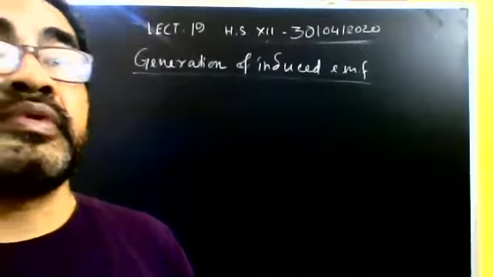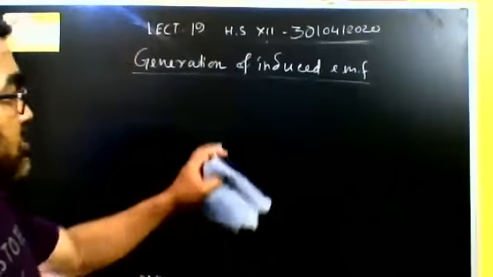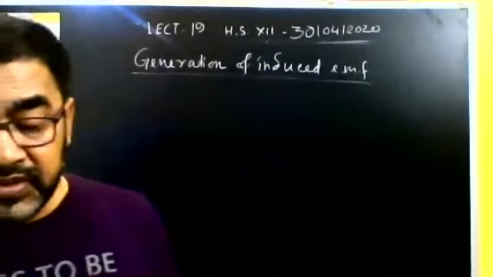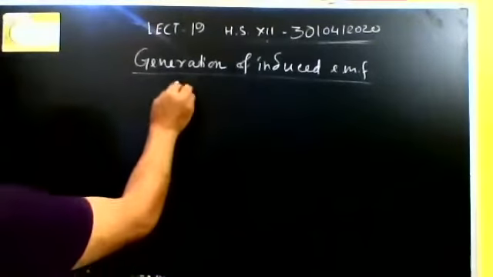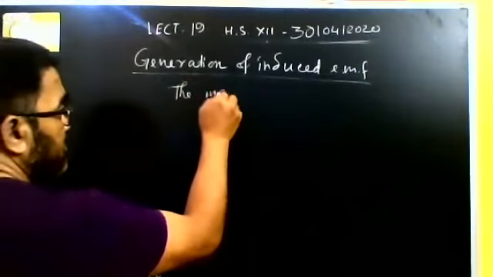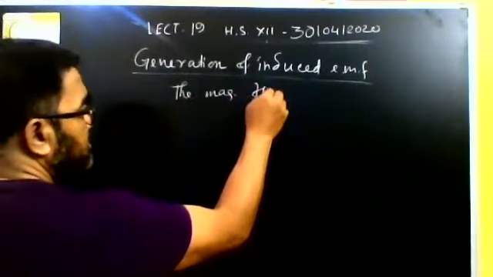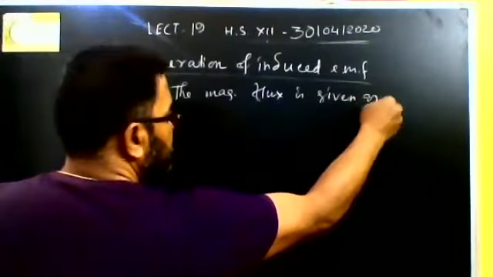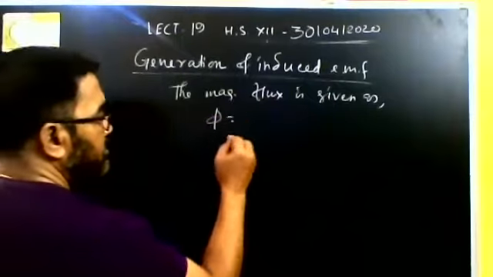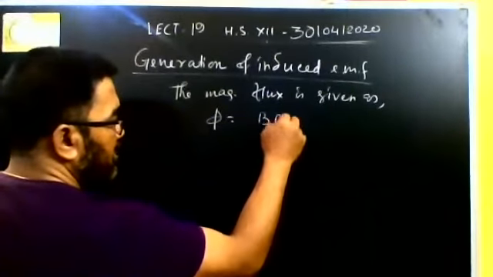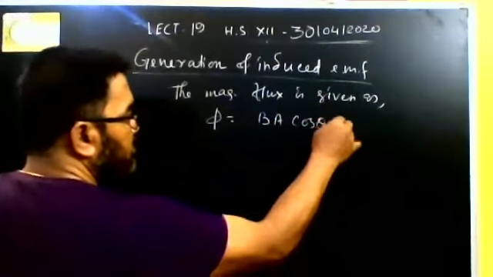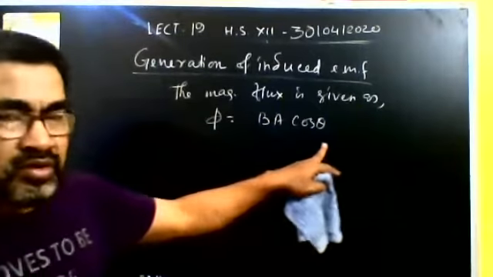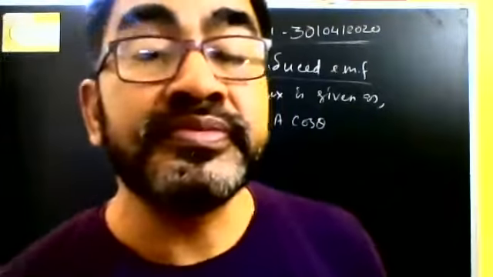So the next topic we'll be discussing is the generation of induced EMF. The magnetic flux is given as phi equal to B A cos theta. The magnitude of magnetic flux is given by B A cos theta.